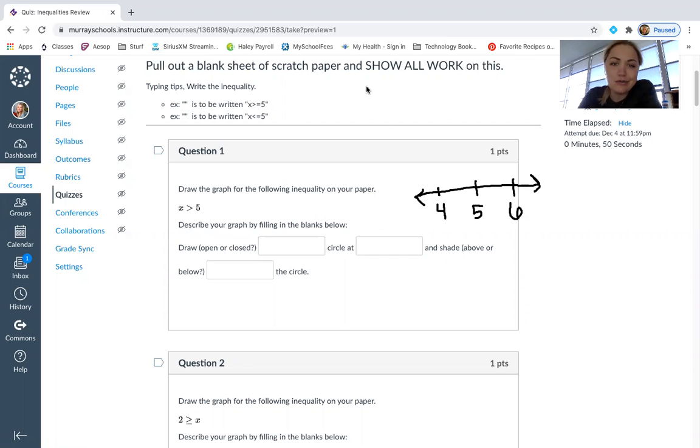And it says that x is greater than 5. It does not equal 5. So I'm going to put a circle at 5, but I'm not filling in that circle because it does not equal 5. I need to shade higher than 5, which would be toward 6. So now I'm going to describe what I just graphed.